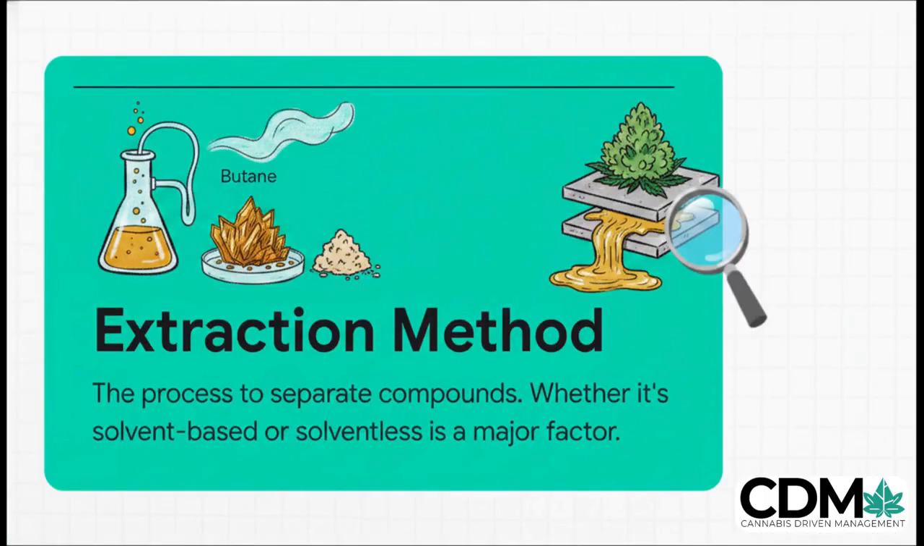So first up, you've got the extraction method itself. Think of this as the first big fork in the road. Are they going to use solvents like butane, which is how you get things like shatter and wax? Or are they going to go solventless with just heat and pressure, which is how you get rosin? That one initial choice really sets the stage for everything that comes next.